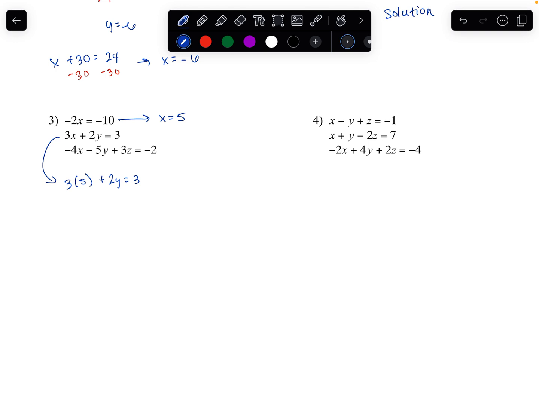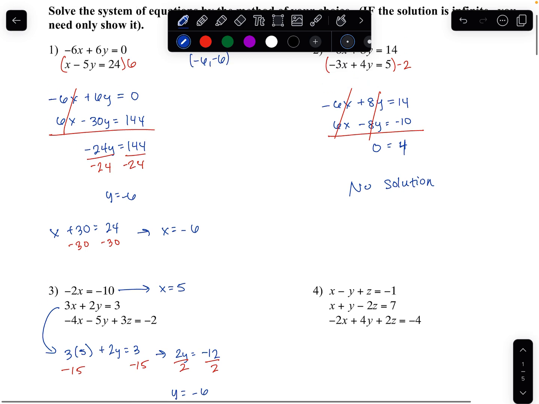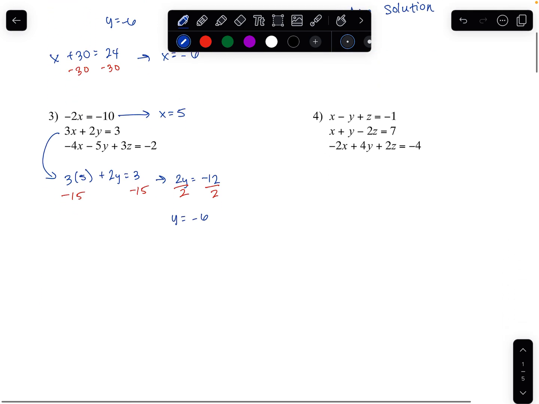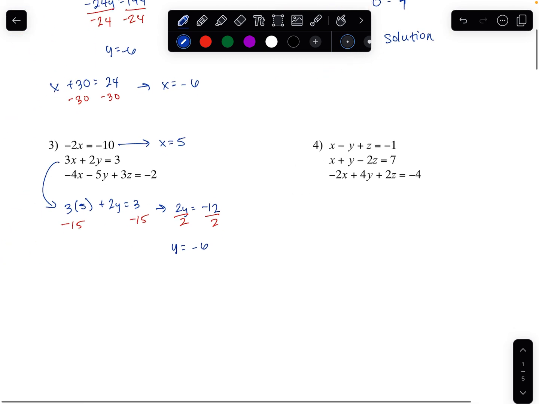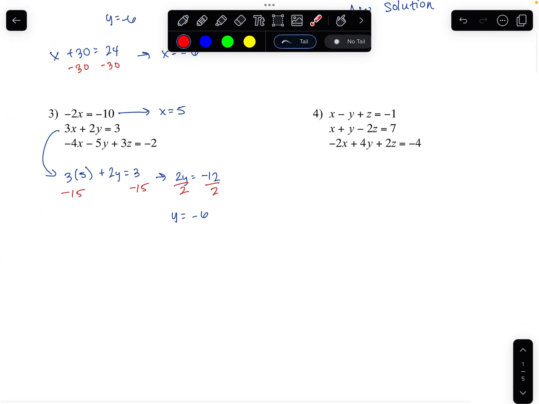So 3 times 5 plus 2y is equal to 3. And then that's going to give you, so subtract 15, because 3 times 5 is 15. Subtract 15, and you get 2y is equal to negative 12. Divide by 2, and you're going to get y is equal to negative 6. And it seems like we haven't gotten a value today that's not negative 6 so far, so that's cool. Oh, except for this one right here, we got 5.